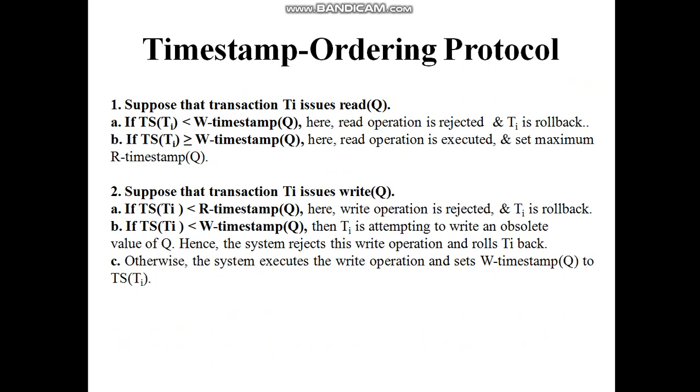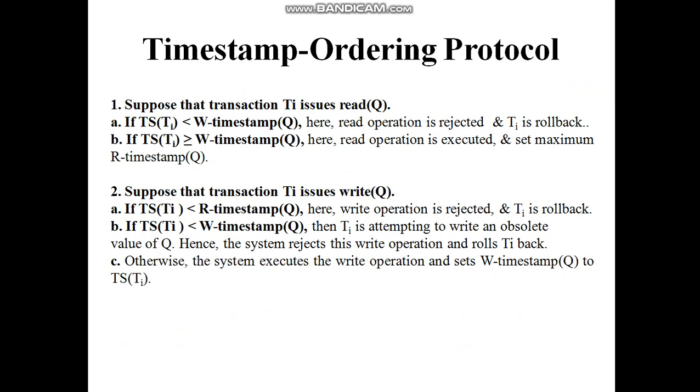Suppose we have the transaction Ti and it issues a read operation on data item Q. Very first, if the timestamp of the Ti transaction is less than the write timestamp of data item Q, then the read operation is rejected and Ti is rolled back. Second, if the timestamp of Ti is greater than or equal to the write timestamp of data item Q, then the read operation is executed and it sets the read timestamp of Q to the maximum.